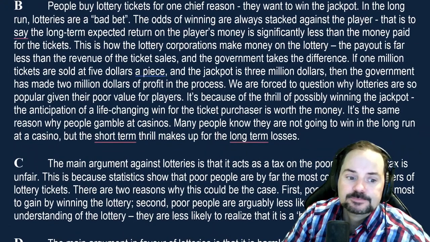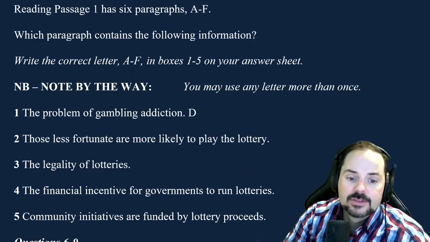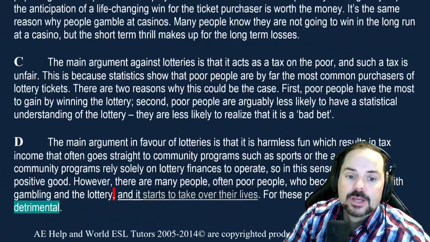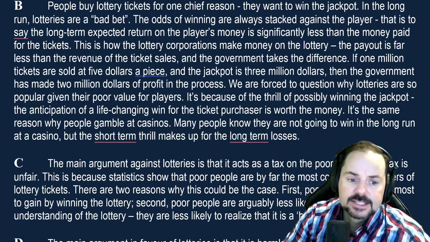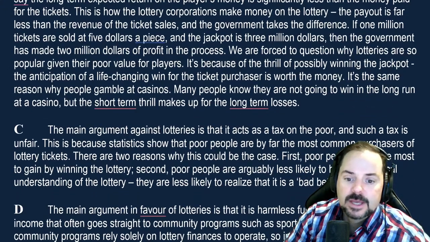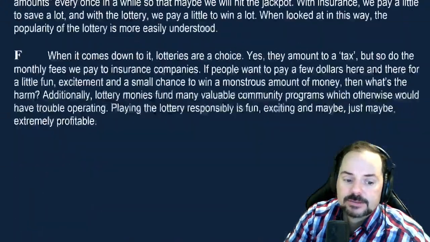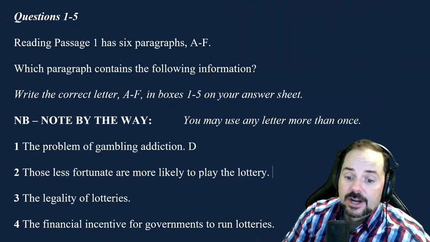Let's take a look at C. Main argument against lotteries is it acts as a tax on the poor, and such a tax is unfair. Okay, the less fortunate are more likely to play the lottery. Does that say that they're more likely to play the lottery? Yeah. The main argument is, and such tax, this is because poor people are by far the most common purchasers, right there. So C is correct. Okay, careful.